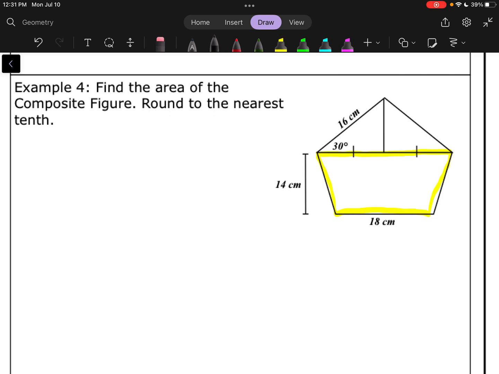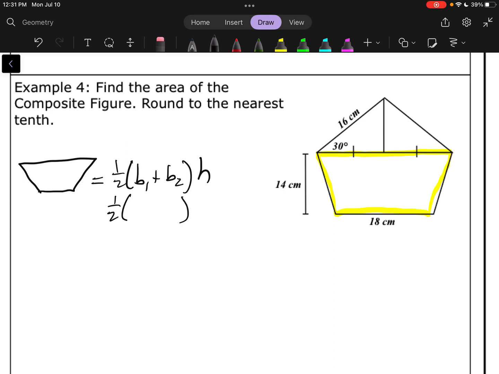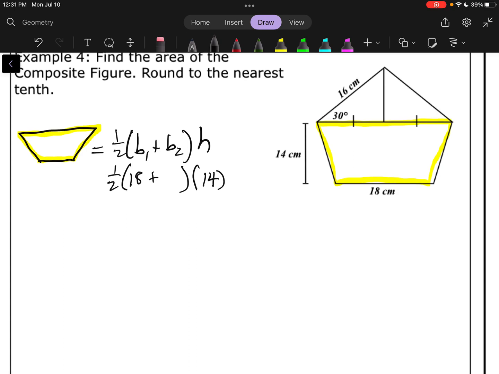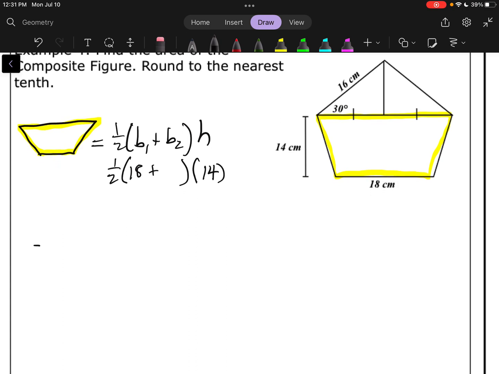Now for the trapezoid, trapezoids have a formula of 1/2 B1 plus B2 times the height. So let's see what we have here. We do have one of the bases, it's 18. We don't know what the top is. We do know that the height is 14. So we're in a little bit of a pickle already because we don't know what the top base of our trapezoid is. So maybe let's look at the triangle. Maybe we'll come back to that.